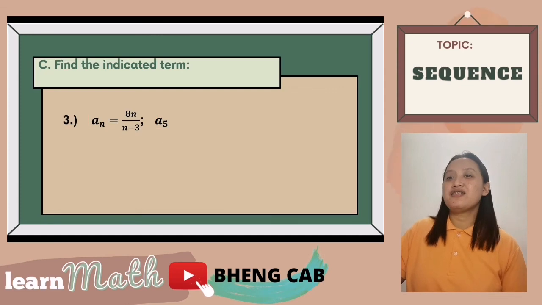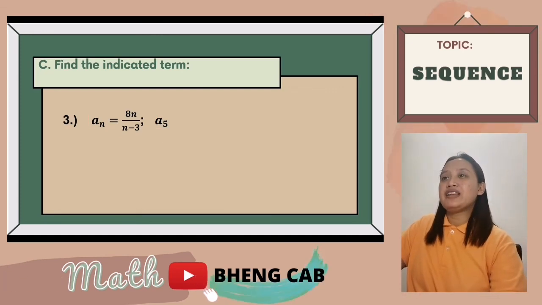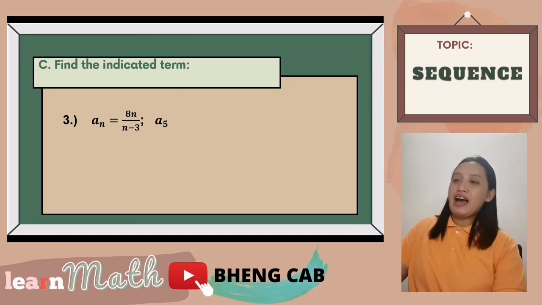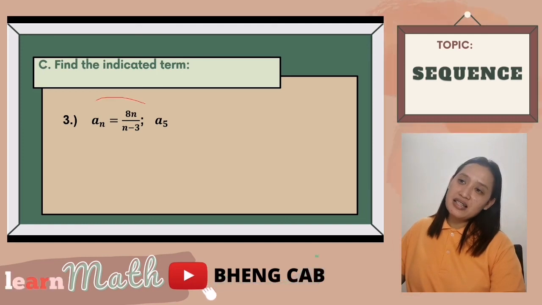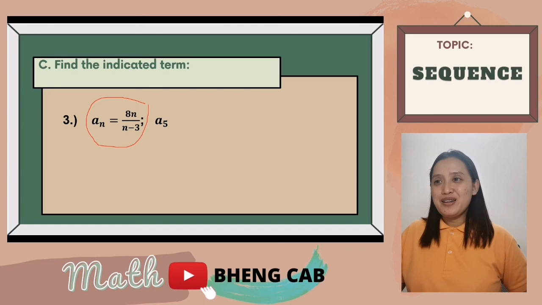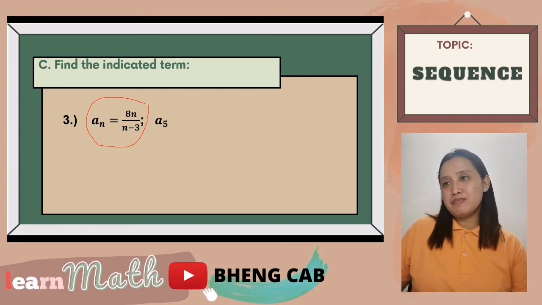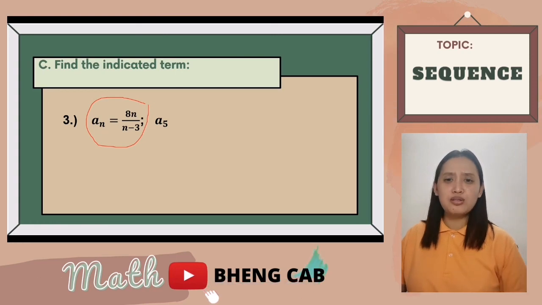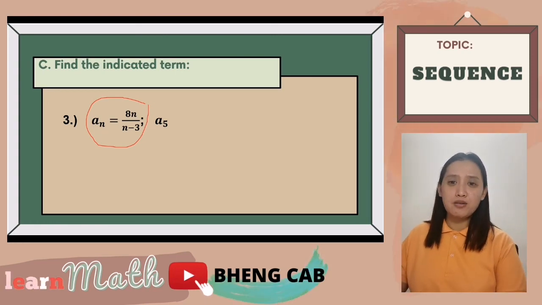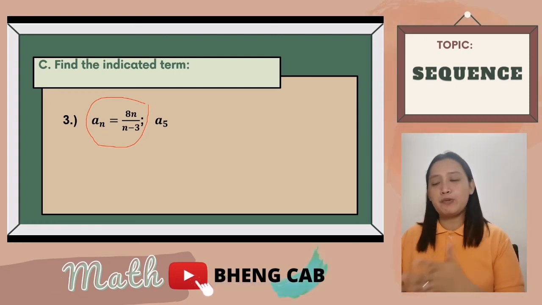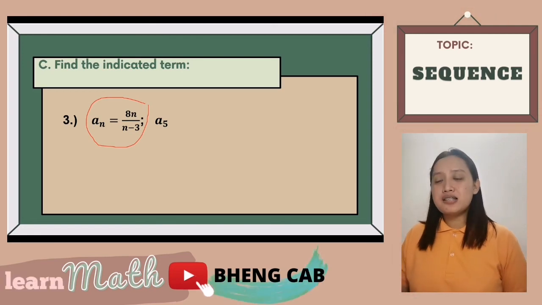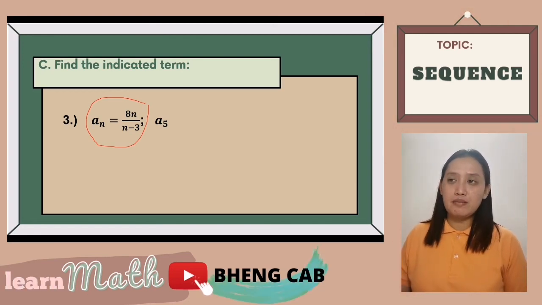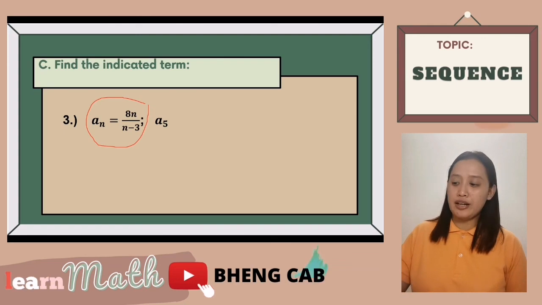Okay? So, number 3. Find the indicated term. We have here the general rule as a sub n equals to 8n over n minus 3. So, parang fraction agad. Fraction, mukhang mahirap. Pero, pag nag-substitute tayo, tingnan natin kung pwede may makancel. Same pa rin yung paggawa natin. Magsa-substitute at magsa-substitute tayo. Okay?